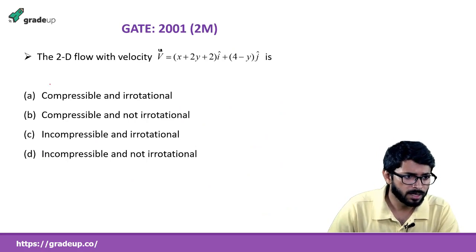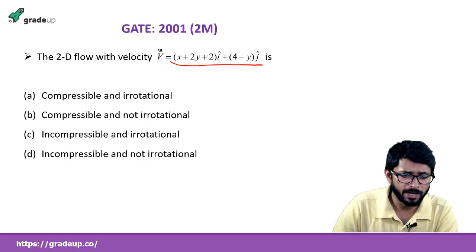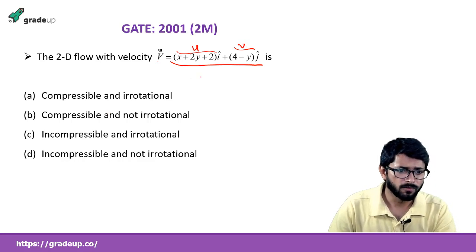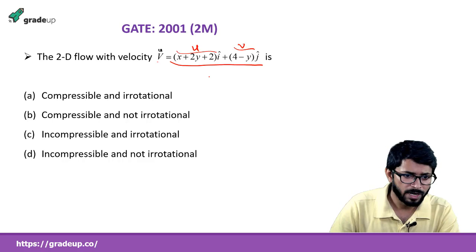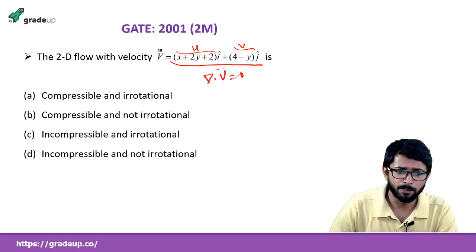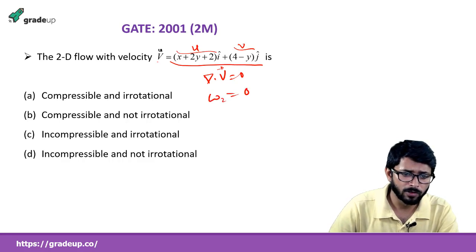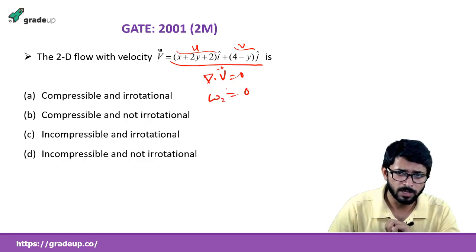Let's take another question. A 2D flow with a velocity field given by u and v. We have to check whether it is incompressible or irrotational. If it satisfies del dot V equal to 0, it is incompressible flow. If it satisfies omega about z equal to 0, it is irrotational flow.